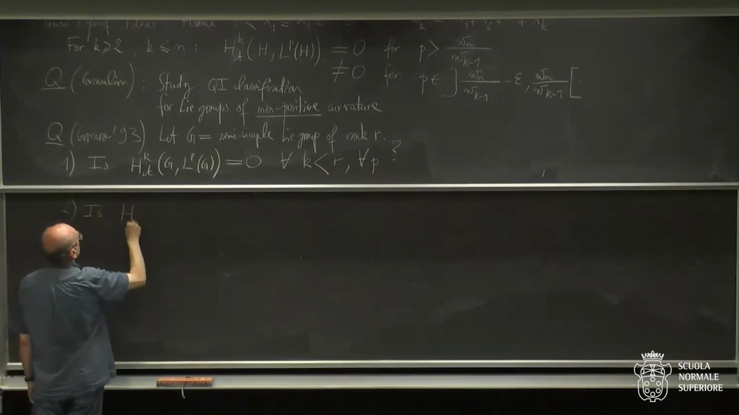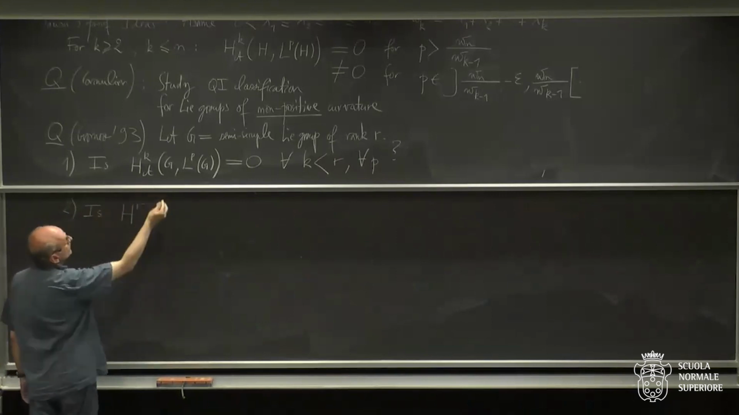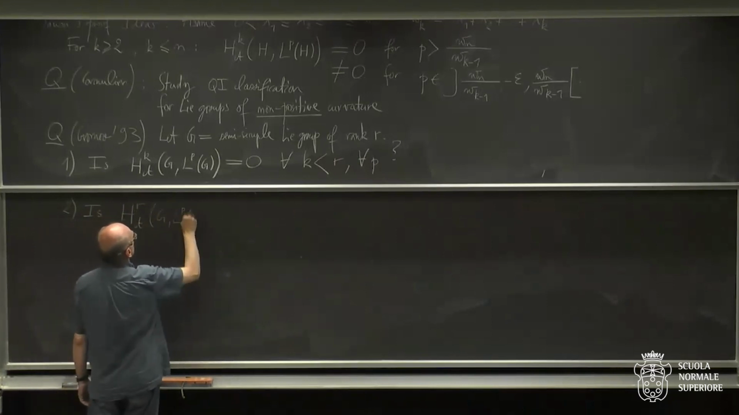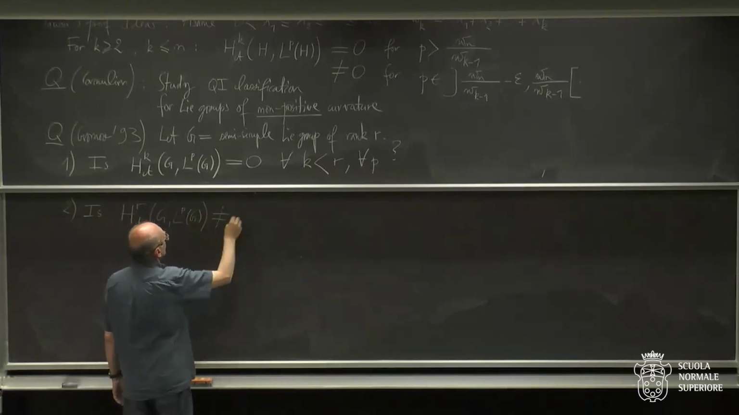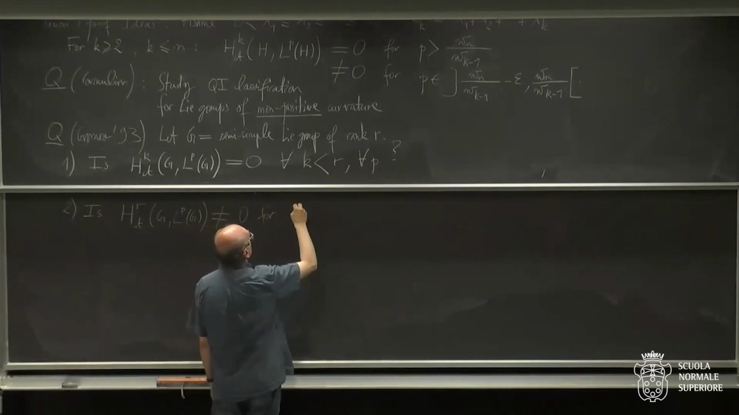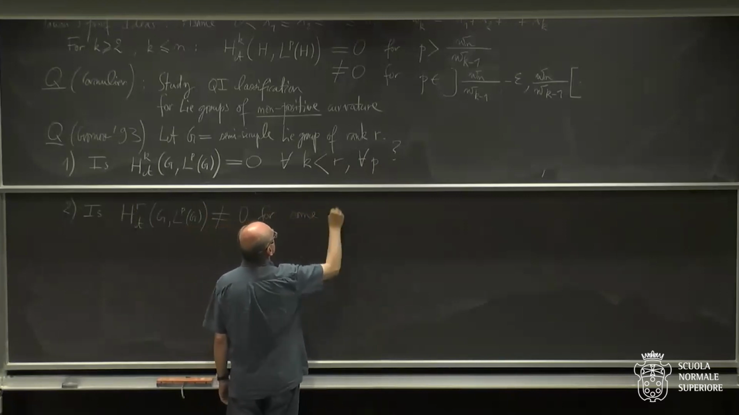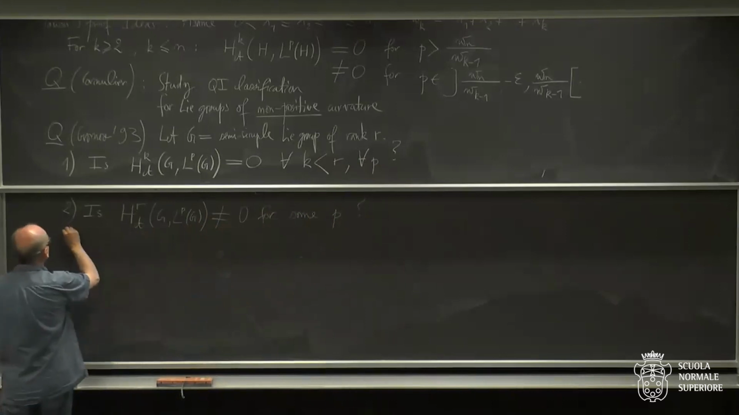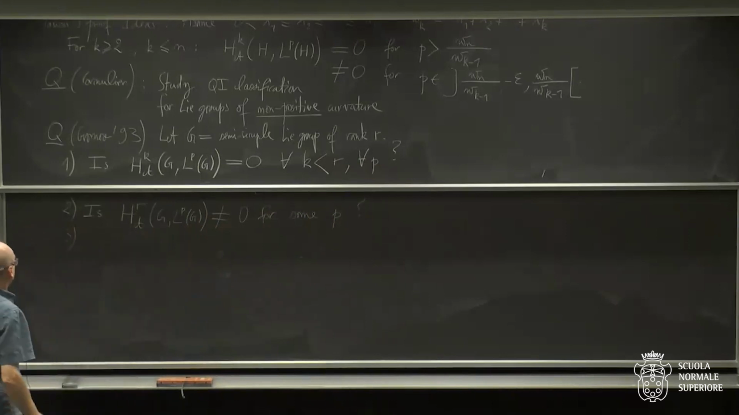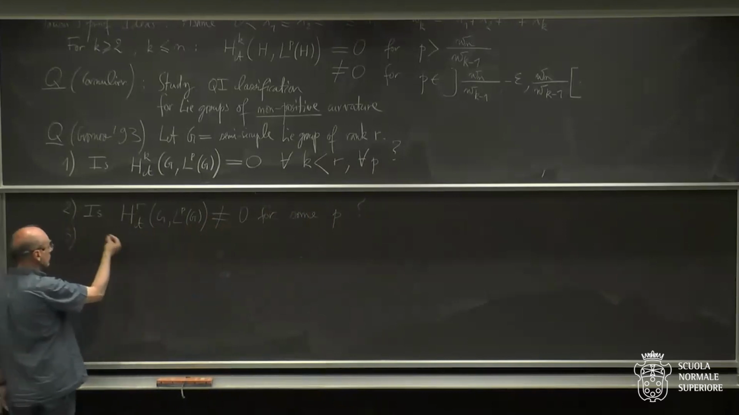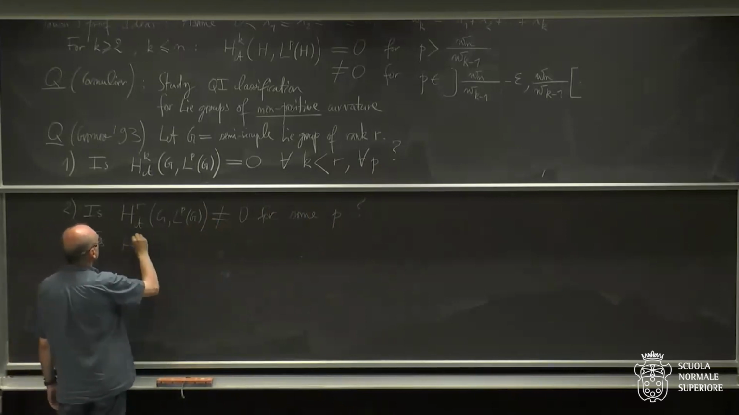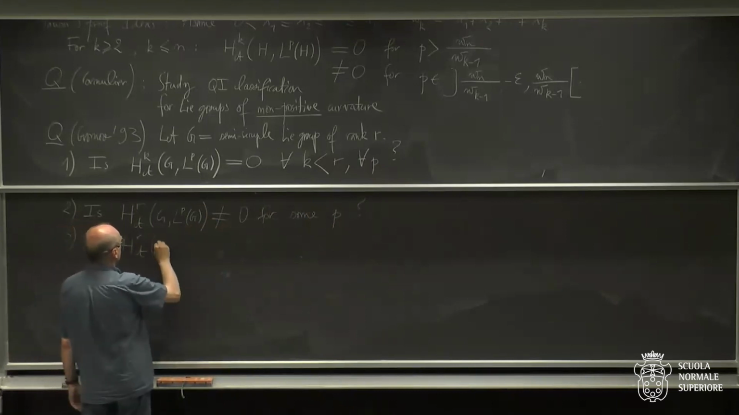So is H^R, where R is the rank, so the cohomology in degree equal to the rank, non-zero for some p. And there is a third question. In fact, for the first question, he really wrote conjectures, not really a question. So is the cohomology at the rank Hausdorff?